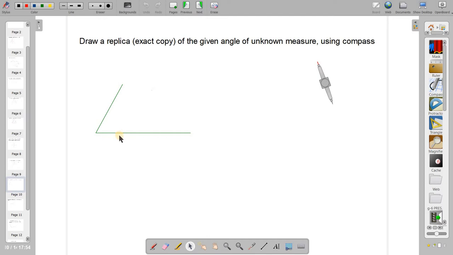We are not supposed to measure the angle and construct an exact copy with the help of a protractor. With a protractor we are actually measuring the angle and then constructing the same one on the side. But we will have to use the compass and construct an exact copy of this angle. So how to do it?